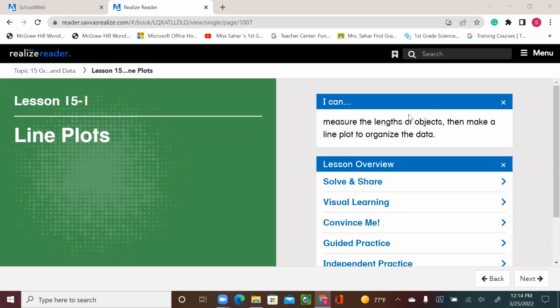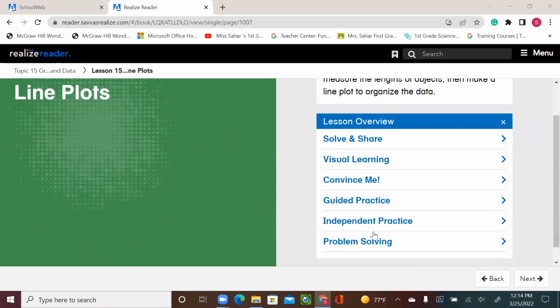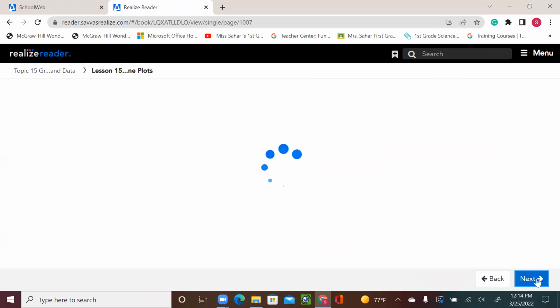Today, we're going to start with topic 15. That's our last topic for this year. So in this lesson, we will be learning about graph and data. So let's start. Please open your book, page 641. Let's start.